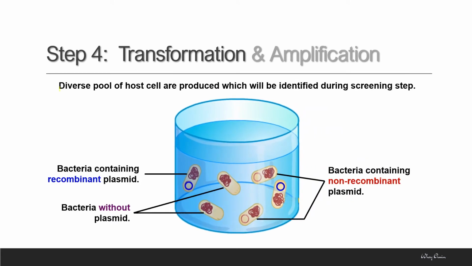Basically, there are three types of host cells produced at the end of the transformation. The bacterial cell containing the recombinant plasmid, that means the plasmid is inserted with a foreign gene, the gene of another species, or the bacteria containing the plasmid which is original, or we call it a non-recombinant plasmid. But some of the bacteria are unable to be inserted with any plasmid. And these types of bacteria cannot be recognized by naked eyes. We have to identify the colonies through a screening step.